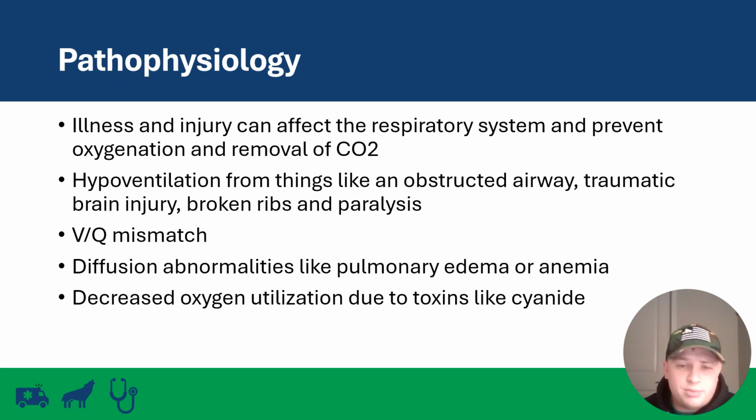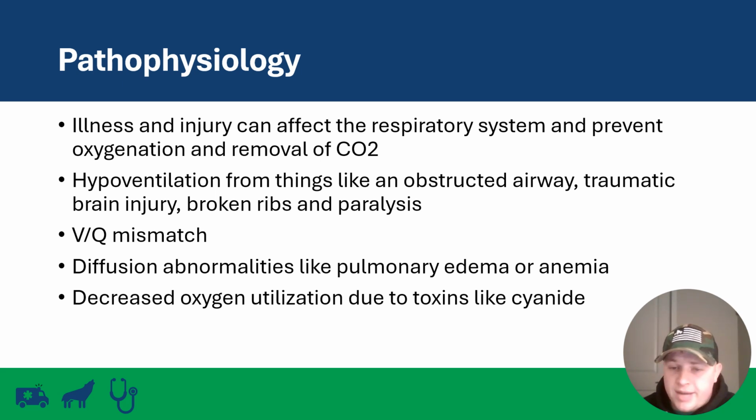Hypoventilation, or breathing too slow or too little. It can be from an obstructed airway. Our tongue can be in the way. We could be unresponsive, and we could have fluids or secretions in our airway. We could have a traumatic brain injury that affects our brainstem and our breathing regulatory centers. We could have broken ribs or paralysis that impairs us from using our respiratory muscles or taking big breaths.